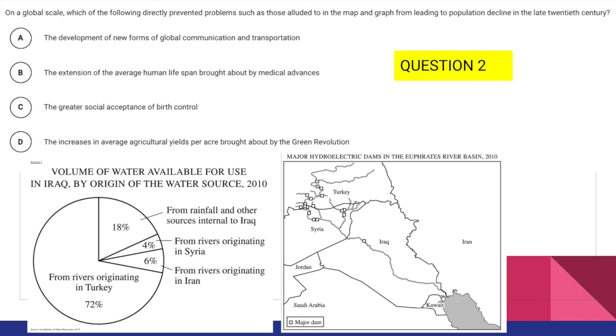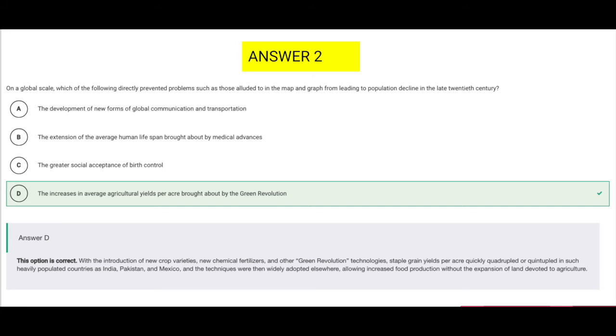Let's do another one. On a global scale, which of the following directly prevented problems, such as those alluded to in the map and the graph, from leading to population decline? Which directly prevented problems leading to population decline? So the option's correct, and let's see how the AP reasons this.